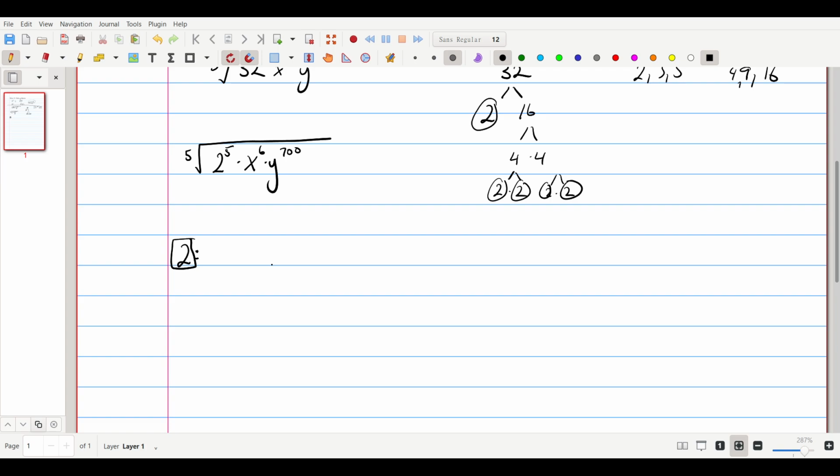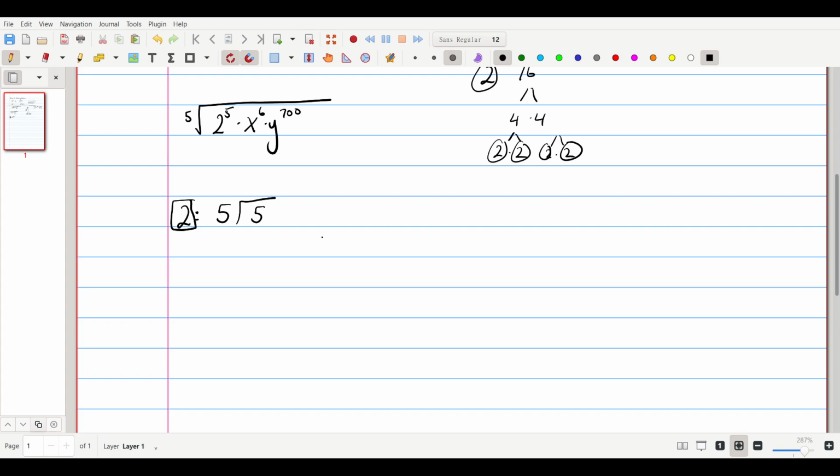Okay. What's the power of the radical? 5. And then you put the power of the radical inside of the division symbol. We're going to do long division essentially. Okay, so that's our first one. We're going to do this for 2. Let's look at our next variable. Okay, so now we have x, right?